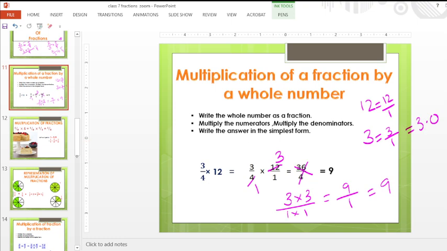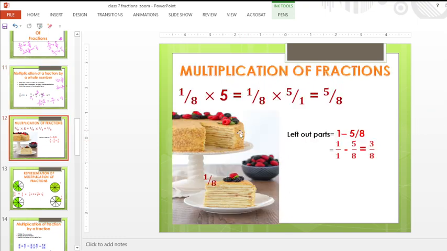Next slide is just a simple example, multiplication of fractions, just how I told you. And in real life, you see fractions everywhere. What you have learned in 6th class is that a fraction is a part of a whole. Like they're saying 1/8 of 5. So this is what we say, right?